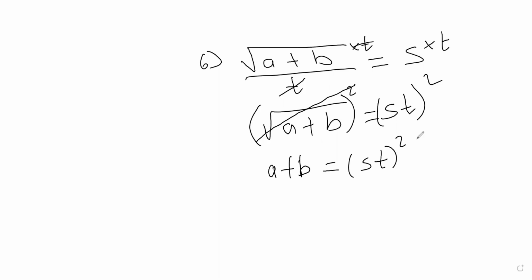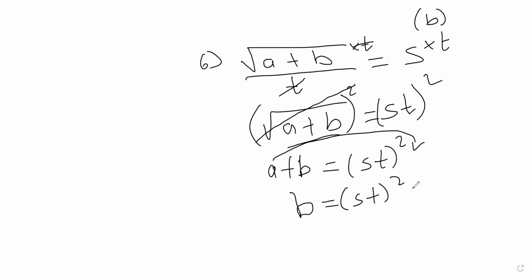And then they said what? We needed to make b the subject of the formula. So to make b the subject of the formula, it becomes easy. You basically need to shift this a to the other side. And when you shift the a to the other side, it becomes a negative, where you'll be left with b is equal to st to the power of 2 minus a. So this becomes your final answer.